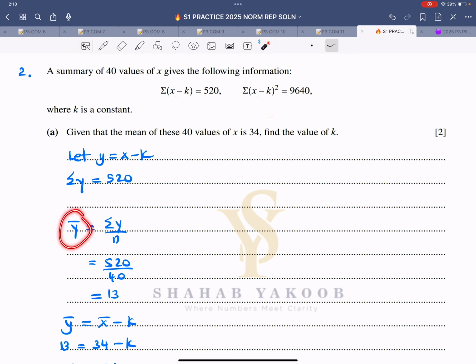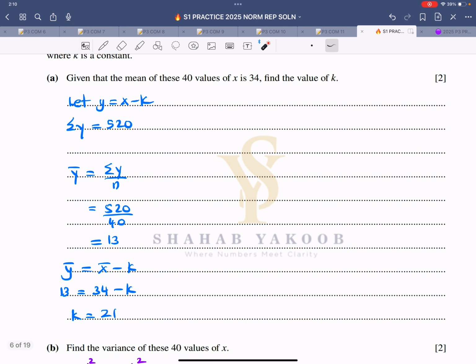And what I do is that I calculate y bar, which comes out to be a beautiful number, 13. Y bar is x bar minus k, because y is equal to x minus k. Mean is altered by addition or subtraction. Y bar is 13, x bar is 34, k as it is. Therefore, the value of k comes out to be 21.